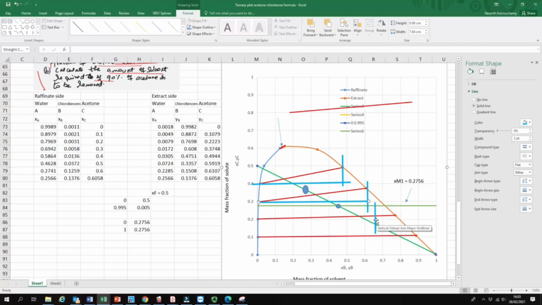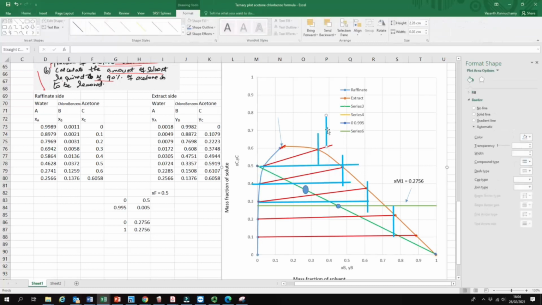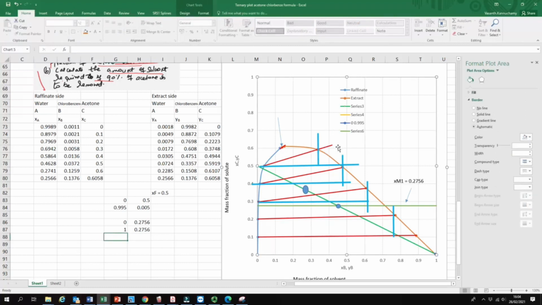And then what we are doing at the moment is generating conjugate lines. It might take some time because I cannot draw quickly here on the Excel sheet. It's making my life so tough.